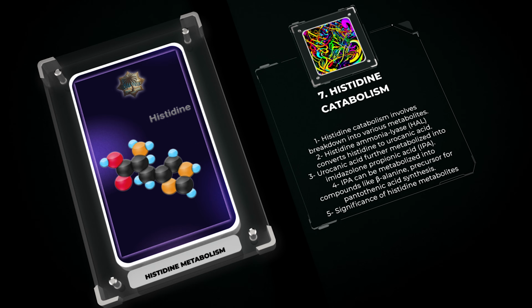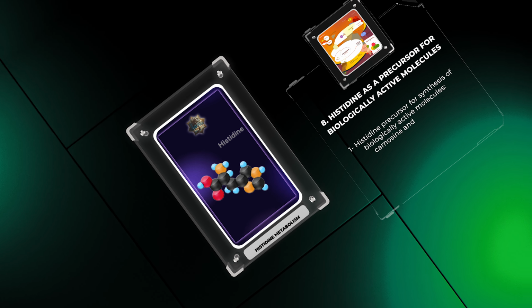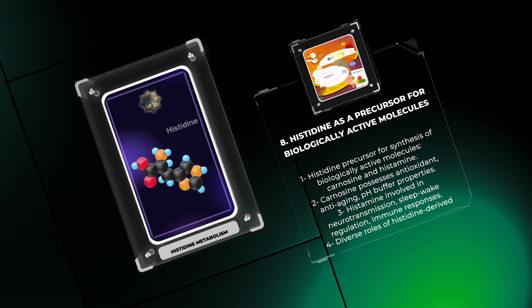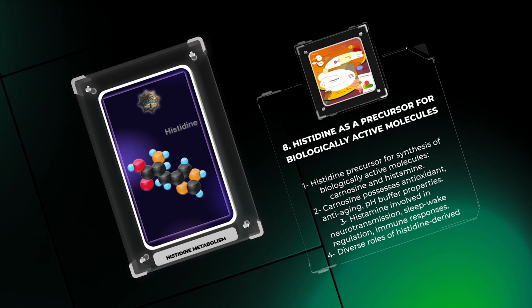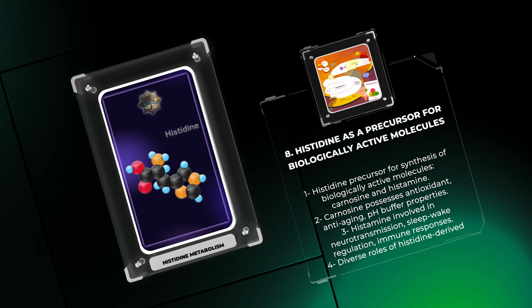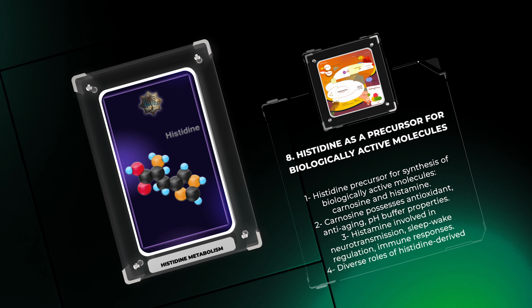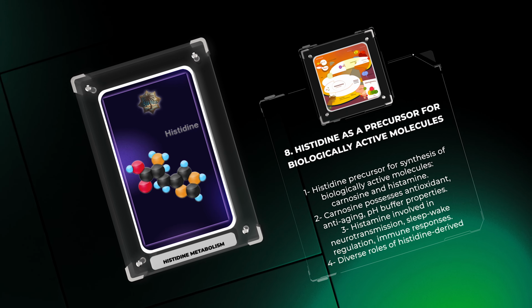physiological processes. Histidine serves as a precursor for the synthesis of biologically active molecules, including carnosine and histamine. Carnosine, composed of histidine and beta-alanine, possesses antioxidant and anti-aging properties. It also functions as a pH buffer, contributing to muscle function and performance.